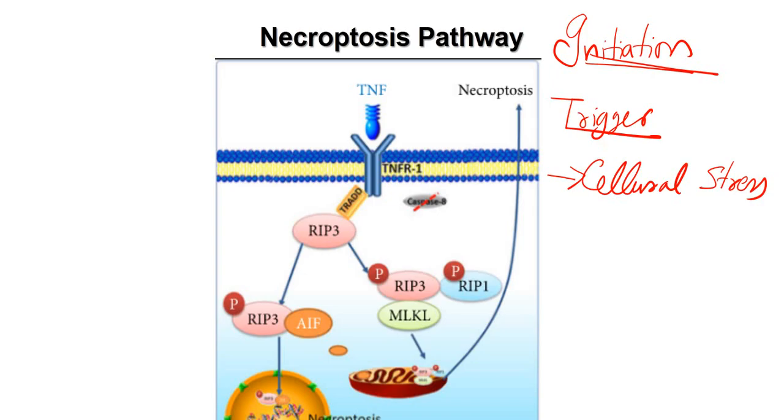Apart from cellular stress, you also have reactive oxygen species, that is ROS, and RNS, reactive nitrogen species. These are all the major triggers, and these triggers can activate the necroptosis pathway. As I said earlier, necroptosis is an amalgamation of apoptosis and necrosis.